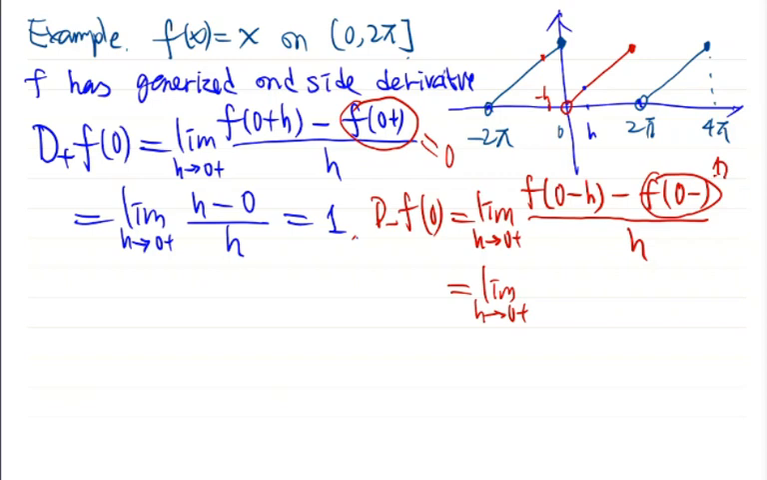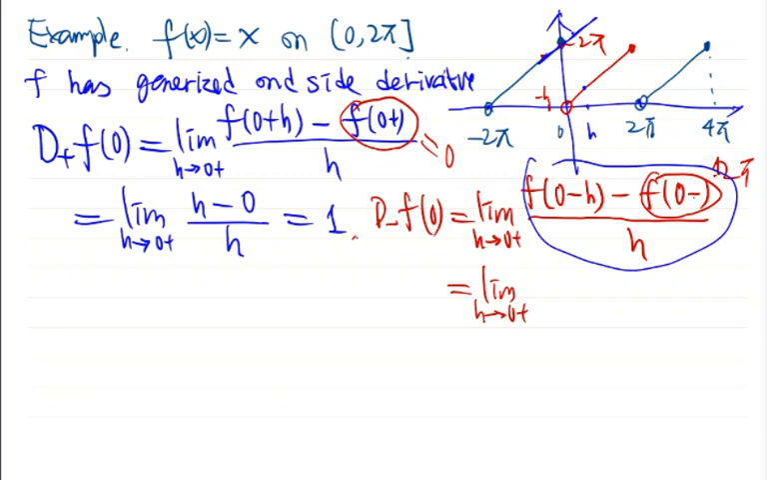2 pi. This is 2 pi. So the left limit at 0 is here. From the picture, you see that it's here. So this quotient is the slope of this line. So the slope is 1. So the slope is 1, right?